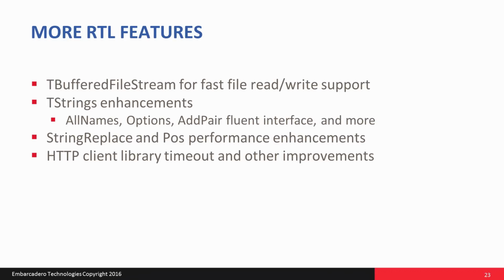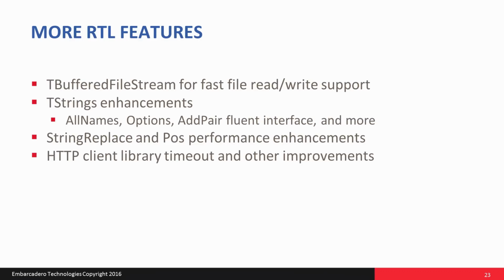Finally, speaking of low-level features, we have quite a few more RTL features, several enhancements to the TStrings type. It's one of the core classes that's used a lot by all developers that use RAD Studio, and there are new features including AllNames that filters the names in name-value pairs, some options, the ability to add a pair with a fluent interface, and actually quite a few others. We have a new implementation of string replace, which is significantly faster.